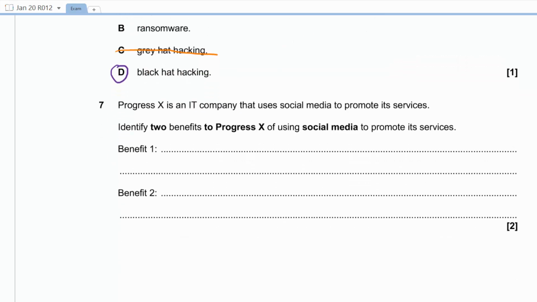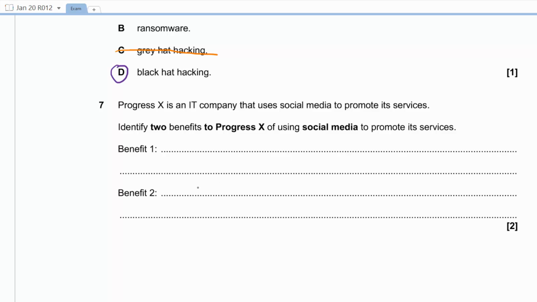Okay, for question 7, we're told that Progress X is an IT company that uses social media to promote its services. A lot of OCR's made-up companies are called Progress something for reasons which are not massively clear to me, but just bear in mind. We need to identify 2 benefits to Progress X of using social media to promote its services. So it's one of our distribution channels. Social media is one we could choose.